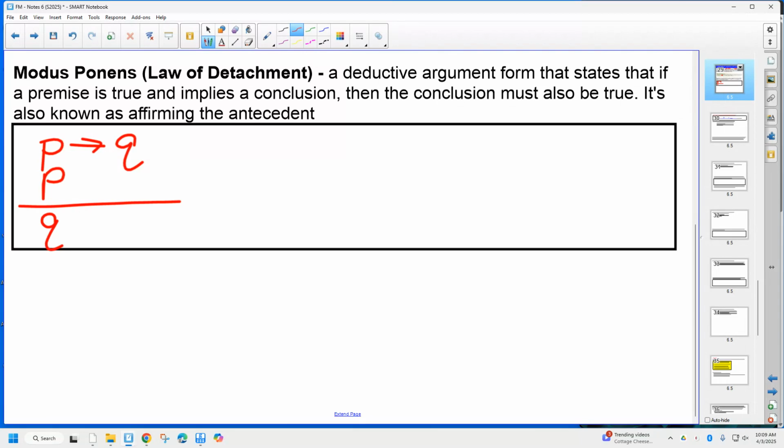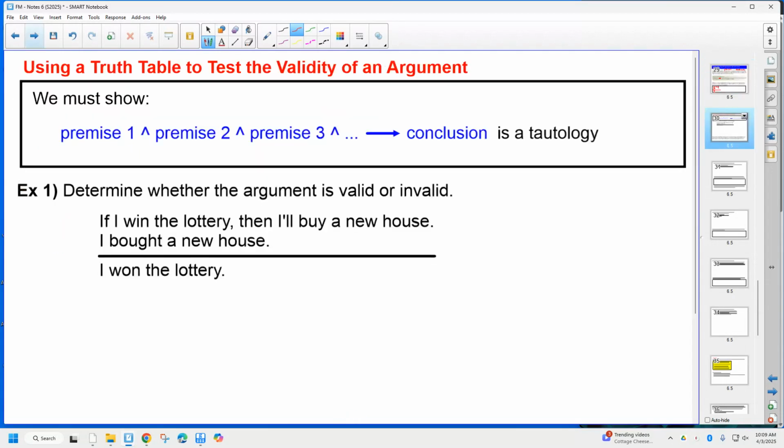And what you're going to do is use that to say, this argument contains this form, therefore by Modus Ponens it's valid. That's one of the things that we'll have to remember.